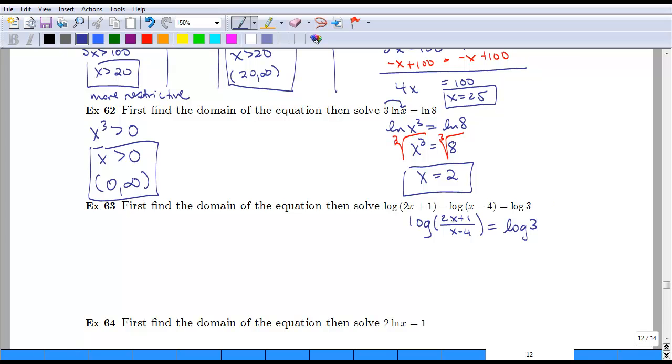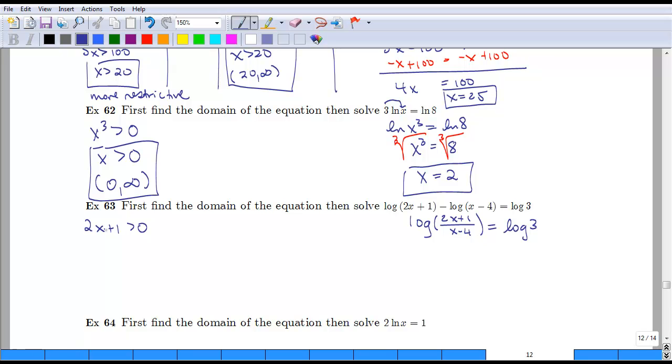So in this case, to make sure that we end up with a proper domain, we are going to look at when 2x plus 1 is greater than 0. And we also need to make sure that x does not equal 4 because that would make the denominator 0. We also have to worry about what is going to make the denominator negative.